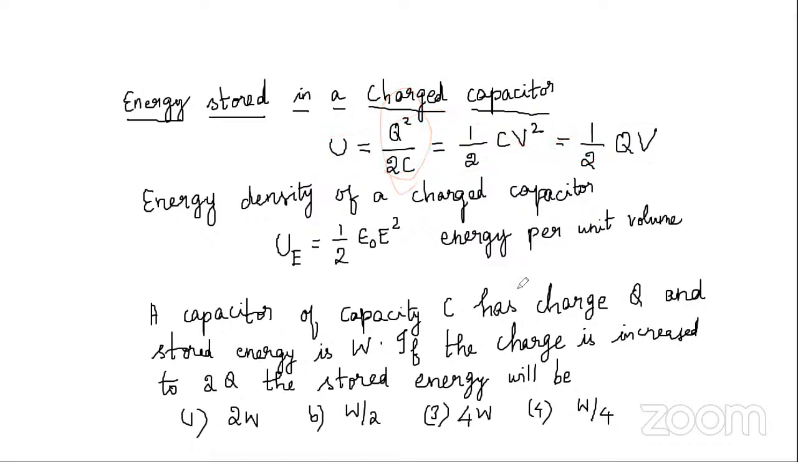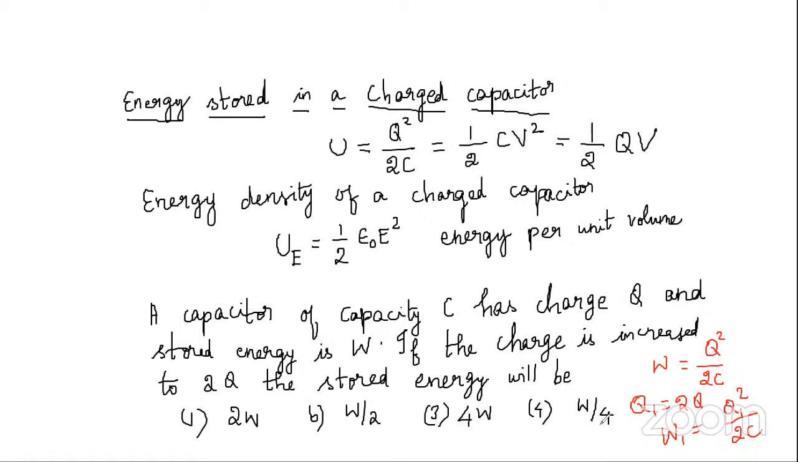So they have given that initially the stored energy is W. W equal to Q squared by 2C. So initially it is having this much energy. Now the charge is actually increased to 2Q. That means Q1 equal to 2Q. So now the new energy, let me take it as W1, is Q1 squared by 2C.